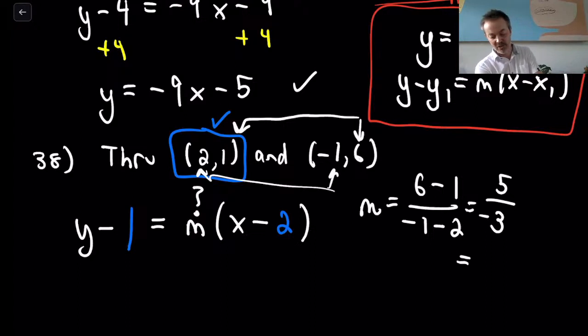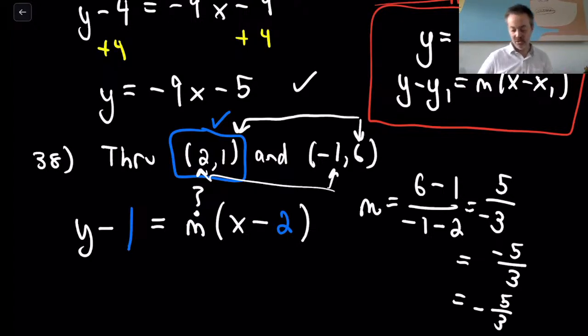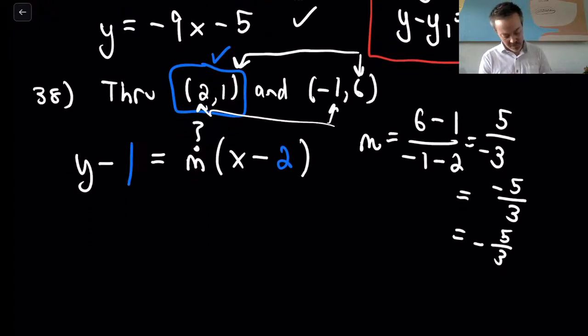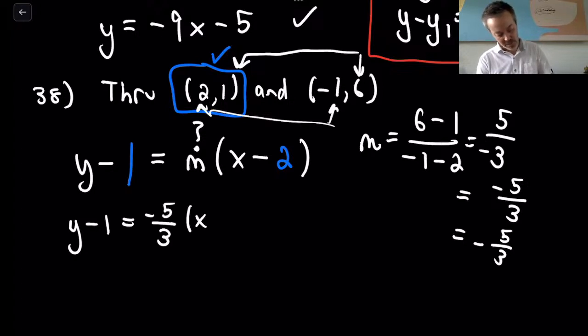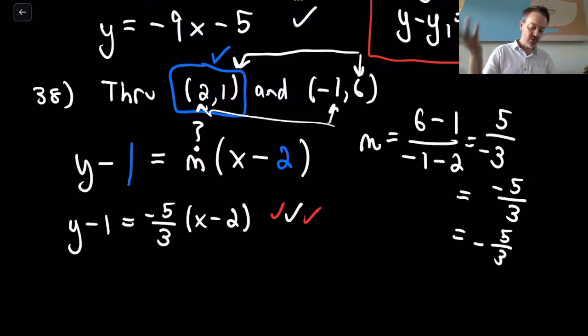Just to remind you, that's the same thing as negative 5 over 3, or you can pull that negative right out front. All three of those are the same. Just put the negative on there somewhere: bottom, top, out front. So the equation of our line is y - 1 = -5/3 (x - 2). And I'm just going to stop right there. You could distribute, you could put it in slope-intercept form. But hopefully that's not too bad.